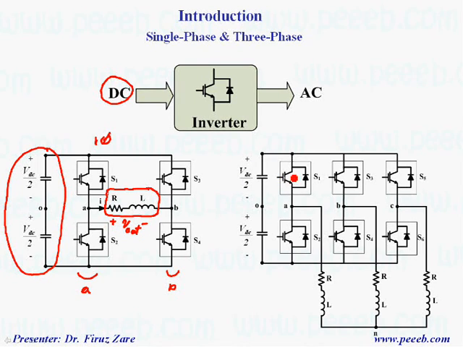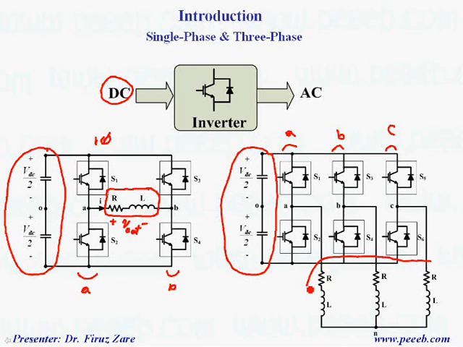And when we have three phase, again here we have a voltage source, and we have three legs, leg A, leg B, and leg C, and this is the three phase load. So the point is that we can generate AC voltage at these terminals, which can create phase voltage for each load.